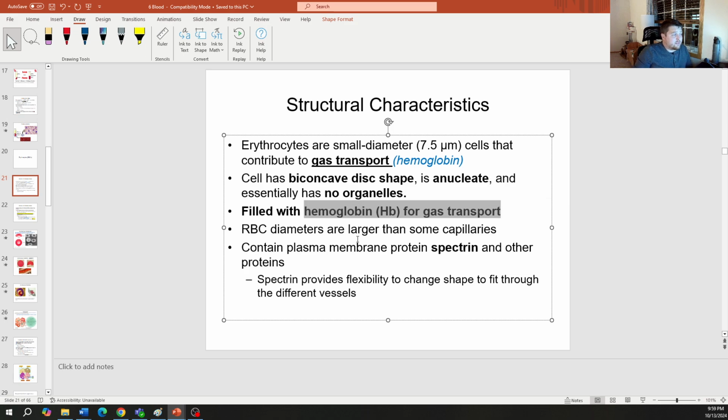We'll take a deep dive into hemoglobin in a little bit. And also important to note that all the red blood cells are the same size. Some of them are actually larger than some of the smallest vessels that we have, the capillaries. They contain this protein called spectrin. Spectrin allows the red blood cells to be very flexible in order to fit through the smallest of vessels. We're going to come back to that in a little bit.